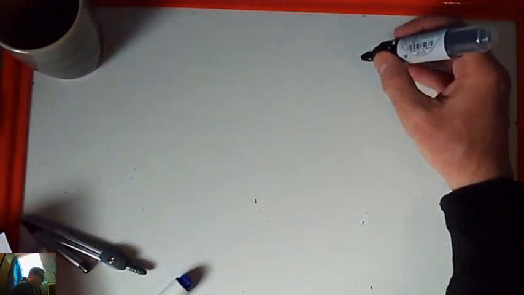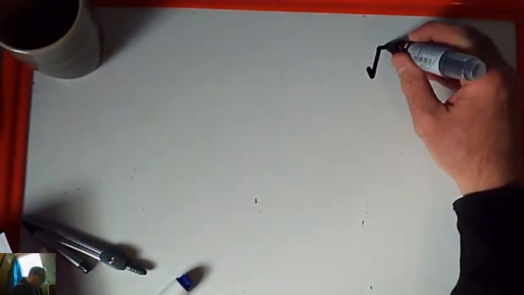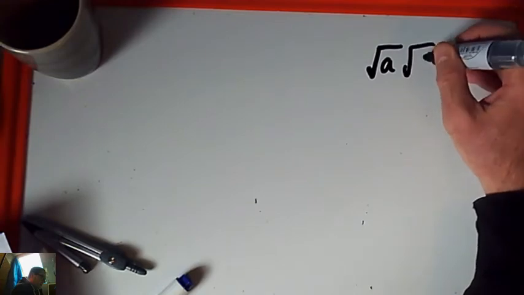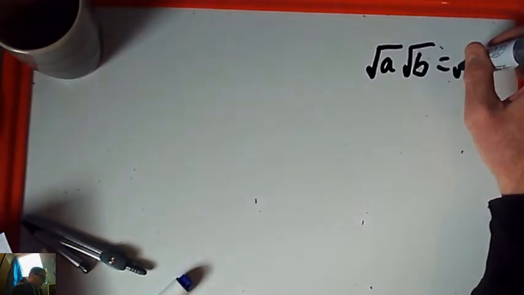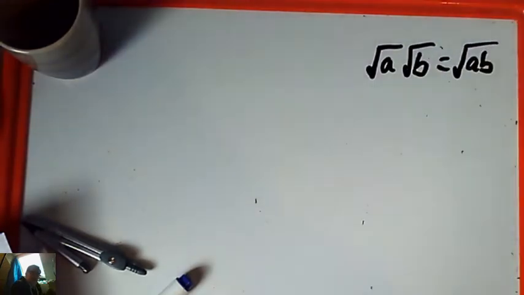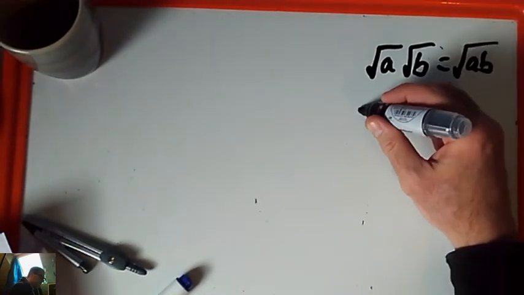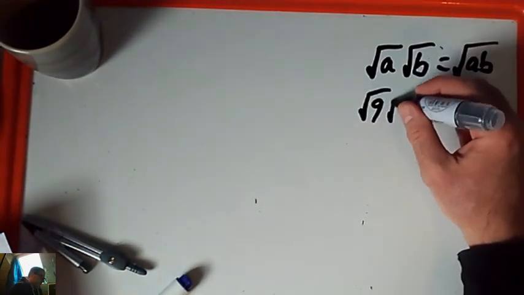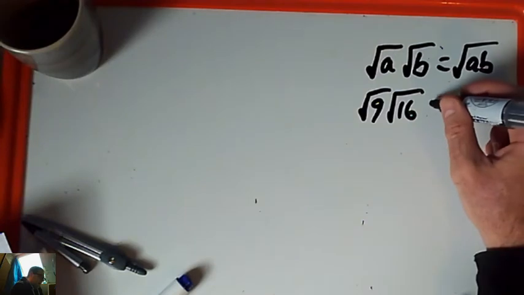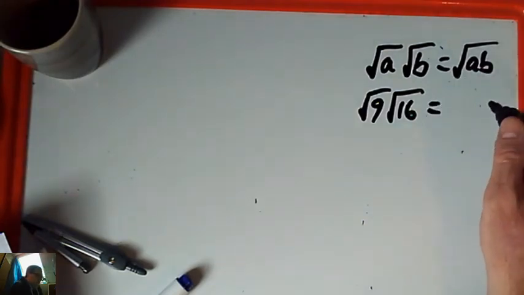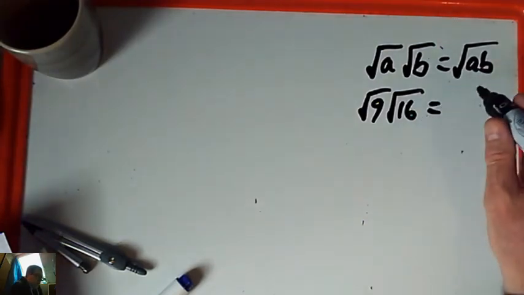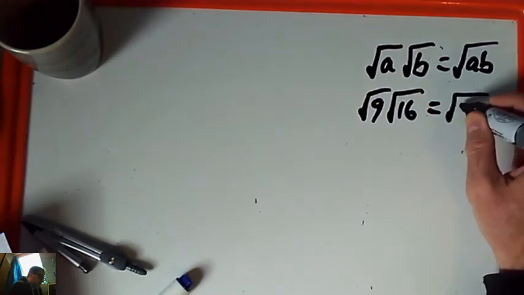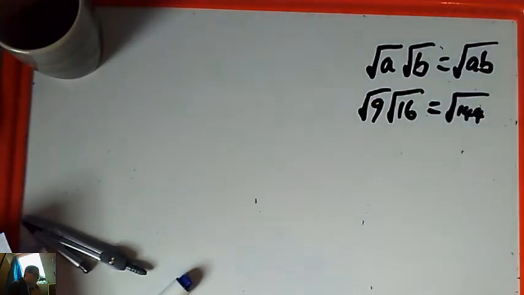So I had a query about simplifying square root or radical expressions. Key rule here is going to be that root A times root B equals root AB. So for example, the square root of 9 times the square root of 16 is the same as the square root of 9 times 16. 9 times 16 is 144, so it's the same as the square root of 144.